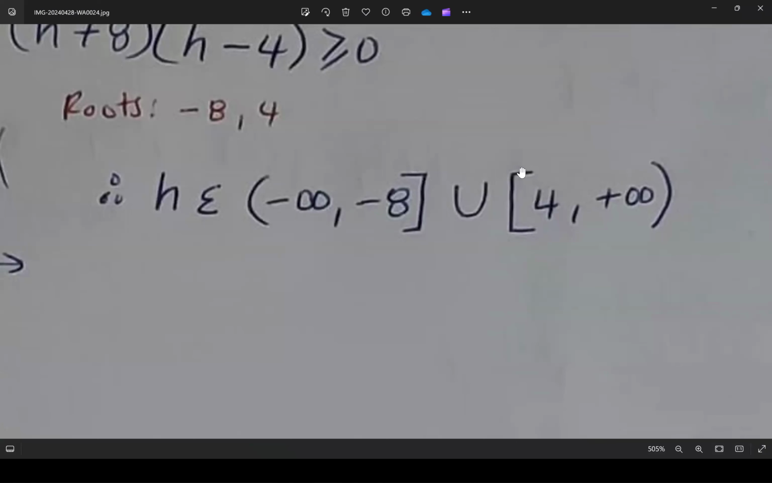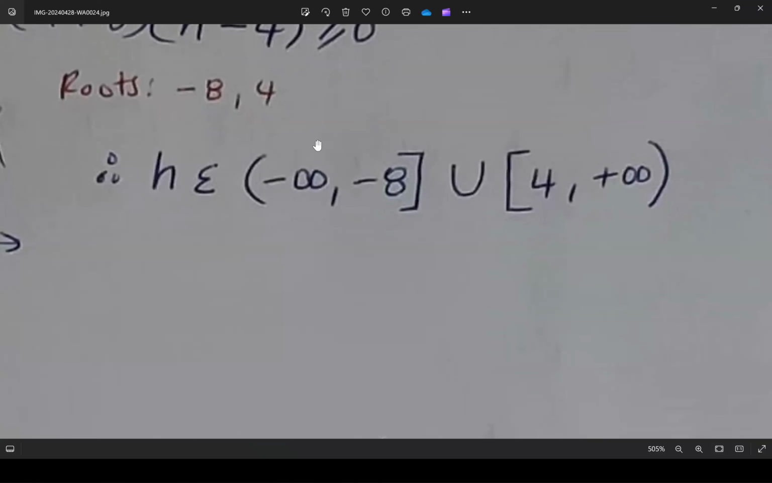That's why we have to be very careful of square brackets and round brackets. It is okay also, if you're not comfortable with this notation, to write it in inequality form. We're going to write h is less than or equal to -8 and h is greater than or equal to 4. Writing that also gives you the marks. You don't have to write it in this notation.